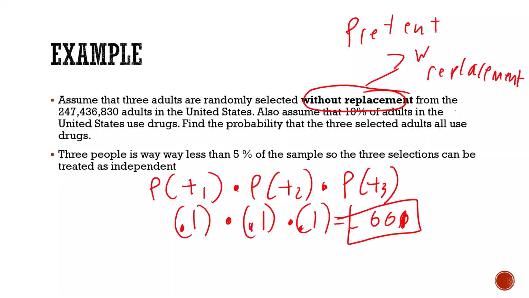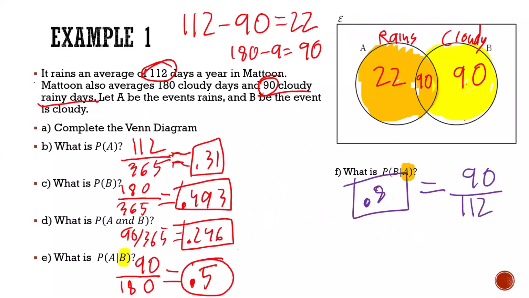Okay. Now let's use this to discover our formula. So notice, how could I write this probability, A given B?